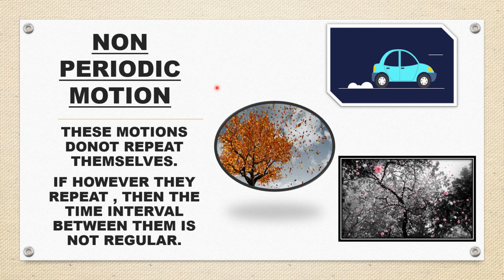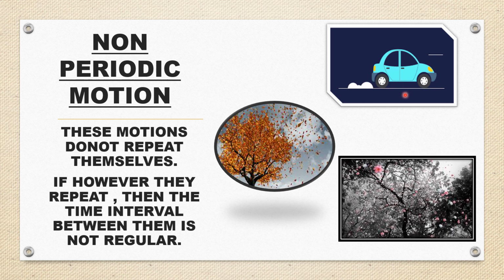The next slide we have is the non-periodic motion. Now again, what is a non-periodic motion? These motions do not repeat themselves. यानी कि अगर वो एक बार घट चुका वो दोबारा नहीं होता है वही चीज. अगर वो repeat करता है, if however they repeat, then the time interval between them is not regular. यानी अगर पहले बारे में वो 10 सेकंड में हुआ था तो दोबारा अगर वो होता है, if in case it happens, then the time interval may be less than 10, more than 10, but it will never be equal to 10. Clear?